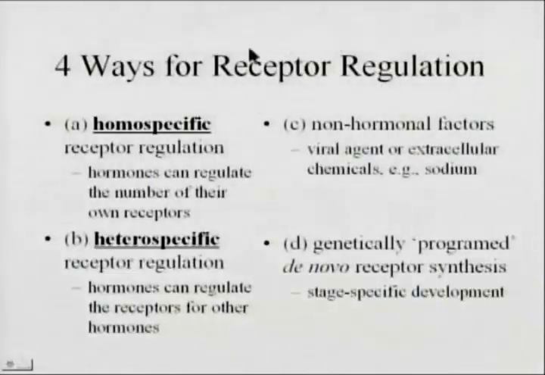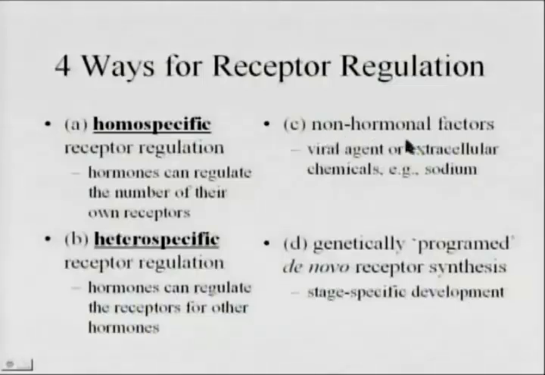Now let's think about receptor regulation. So there can be homospecific and heterospecific, the two most common, and then there can be non-hormonal factors or genetically programmed de novo receptor synthesis that would be stage specific, such as developmental. So here we're thinking windows of expression of transcription factors that just bring about the gene expression for the receptor synthesis, de novo meaning brand new receptor synthesis, not being expressed at one point, then suddenly being expressed, then maybe disappearing again or changing to a different level throughout development.